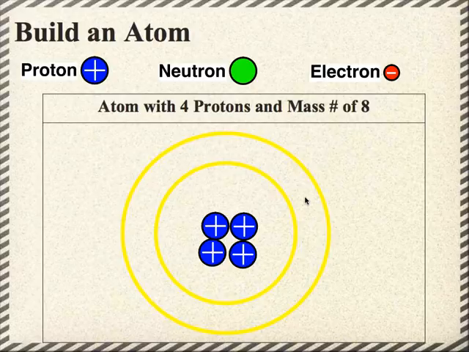Right away, I should be able to get another one very quickly. If I have 4 protons, and I know that my atom has to be neutrally charged, I also need to have 4 negative things. So I know I need to have 4 electrons. So I'm going to drag 4 electrons over here.